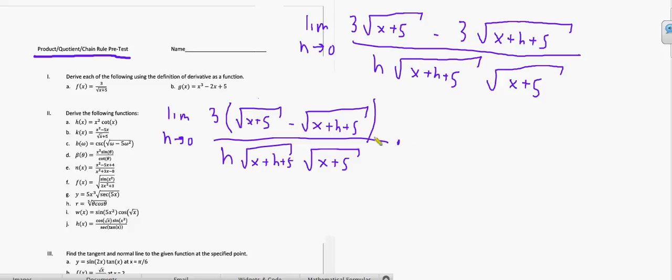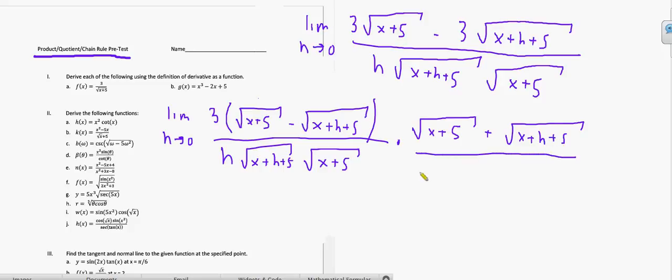And we're going to multiply by the conjugate of this thing, because that's going to get us out of the square roots. So we want the square root of x plus 5 plus the square root of x plus h plus 5 over the square root of x plus 5 plus the square root of x plus h plus 5. And again, we're multiplying by the same thing on top and bottom, which leaves our fraction the same. We're just multiplying by 1.